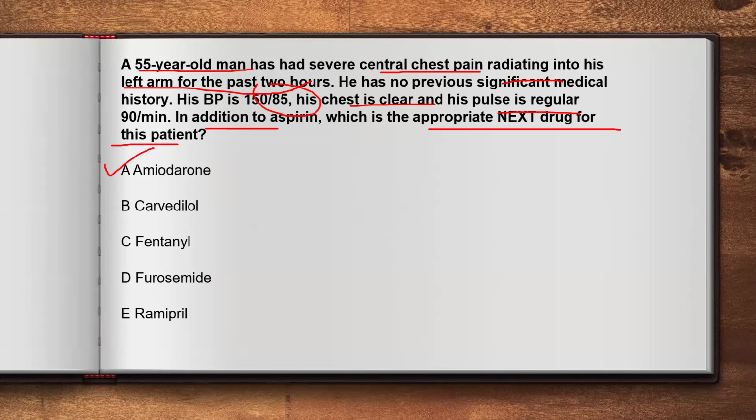Give amiodarone, which is a potassium channel blocker, or propranolol, which is a beta blocker. Give pain relief to the patient in the form of morphine or fentanyl. Give a diuretic, furosemide, or give an ACE inhibitor, ramipril.